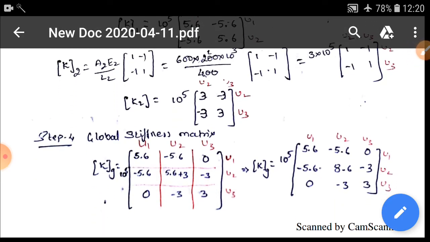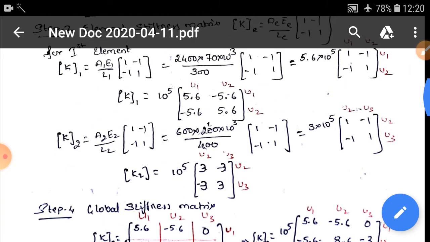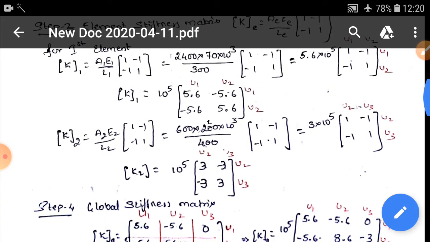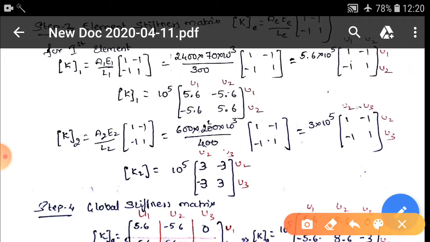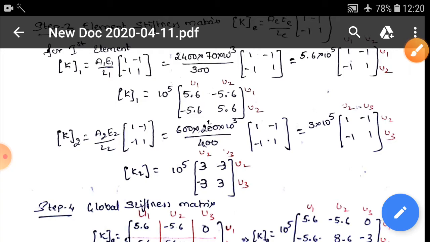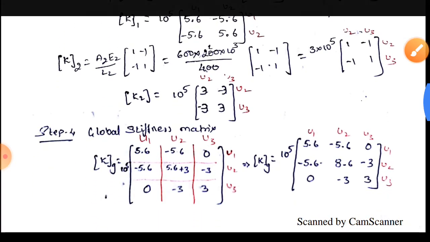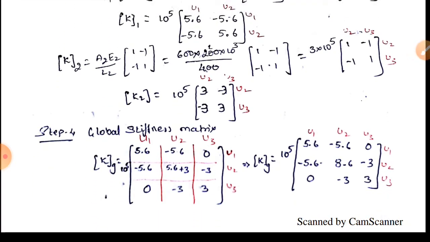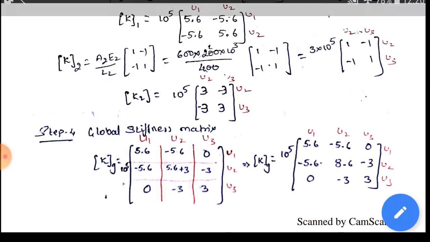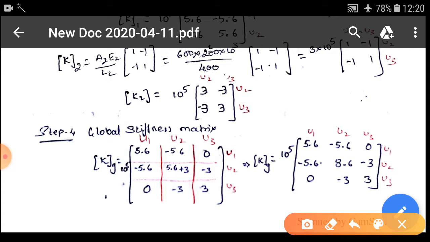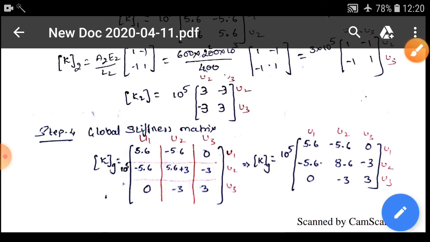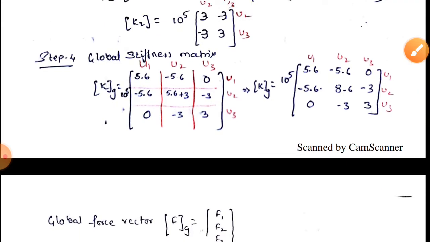U1 row u2 column is minus 5.6, that also is got from element stiffness matrix 1. Similarly, go on fetching all the row and column values, u1 row u3 column and so on. We'll end up with this global stiffness matrix. Kg is 10 raised to 5 into [5.6, -5.6, 0; -5.6, 8.6, -3; 0, -3, 3].